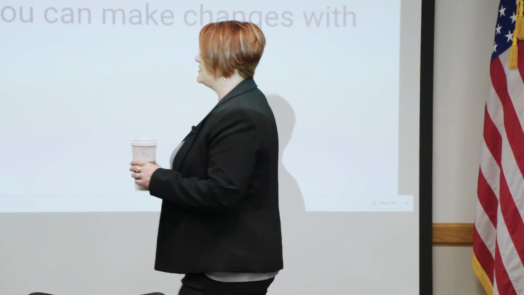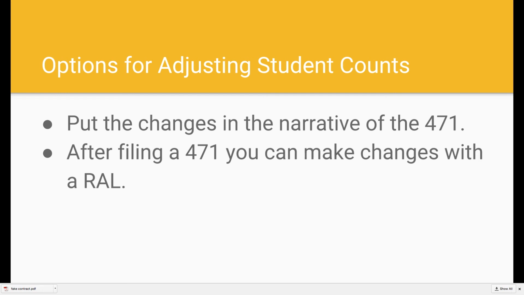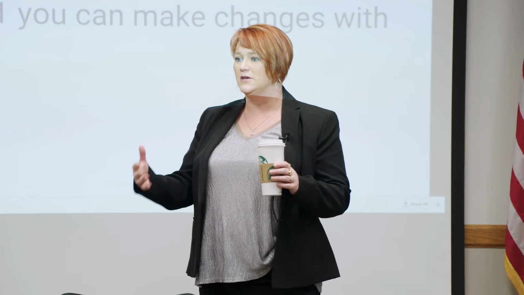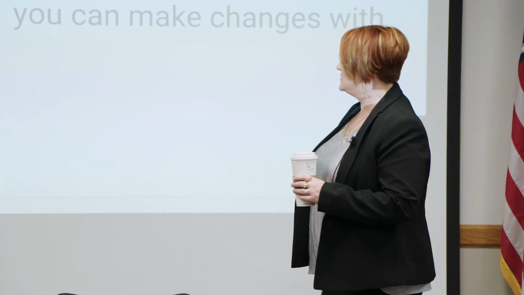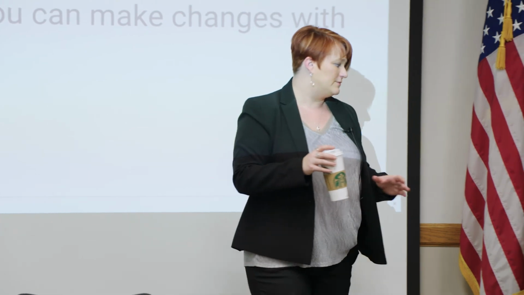There's also the option of, after filing a 471, when you go in to look at the 471, there is a button that doesn't appear before it's submitted, but once it's submitted, there's a button called a RAL, which allows you to make adjustments to your 471 after it's been submitted. You can click on the RAL, and then you can change your student counts. So that is 2 different options for changing the student counts if you find that they're incorrect.